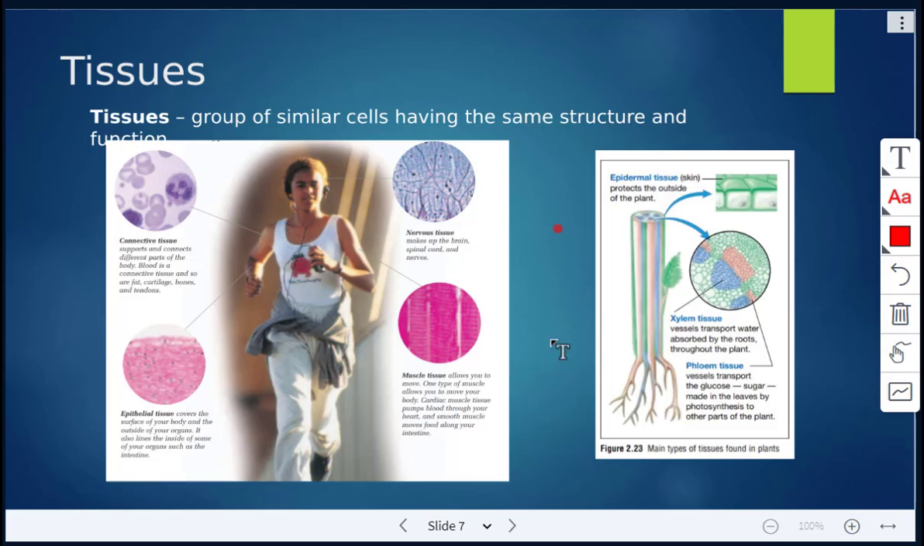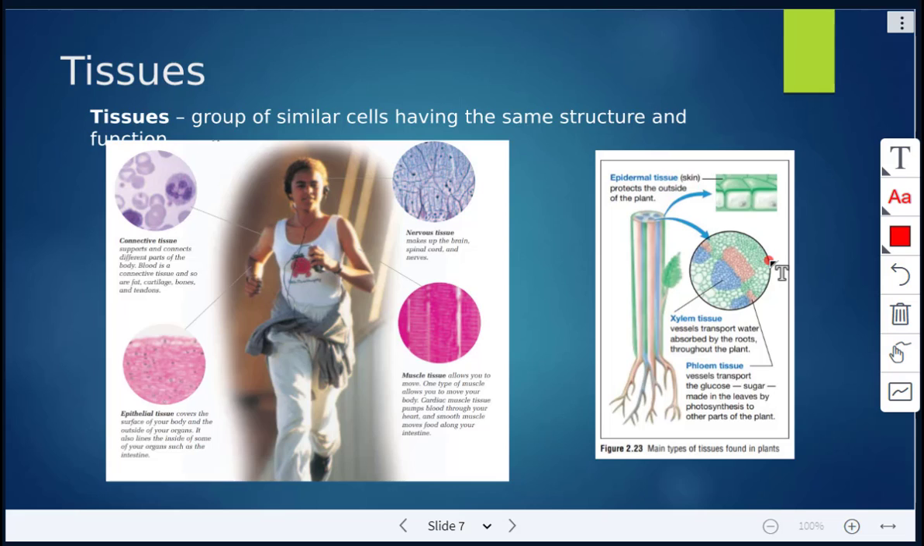Next, we're looking at the plant tissues here. So these are the main types of tissues that are found in plants. First here is the epidermal tissue. This is the skin. We kind of saw that when we were looking at the leaves of plants. So this epidermal tissue protects the outside of the plant.